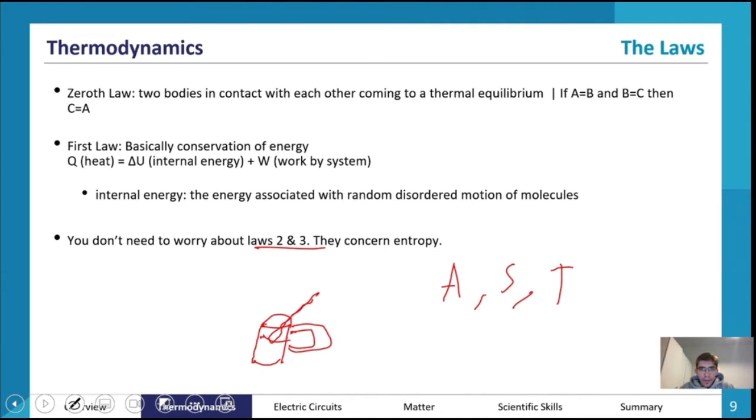Now, initially the tea will be very hot. The cup will be at room temperature and the spoon will be at room temperature. After, let's say, 15 minutes, the thermal energy of the tea will be transferred to the cup and to the spoon. Therefore, after 15 minutes, the temperature of the spoon and the temperature of the cup will increase, whereas the temperature of the tea will start to decrease. And therefore, everything will come into equilibrium.